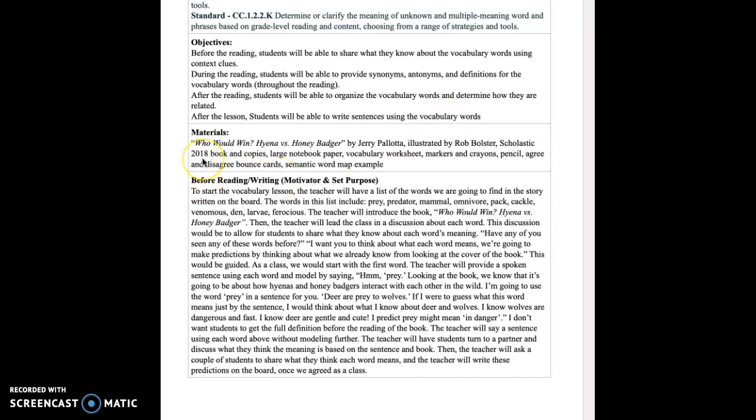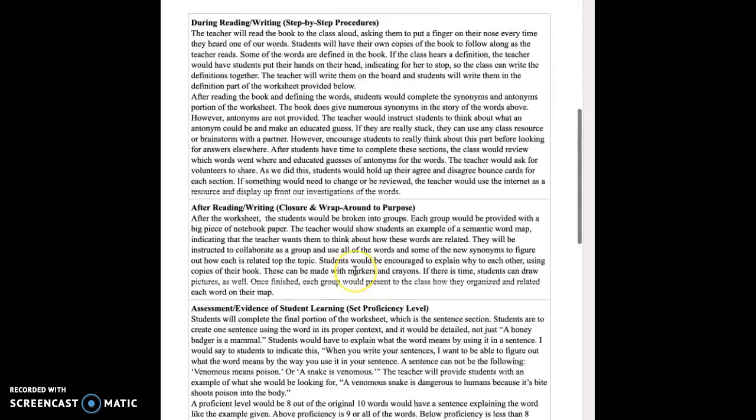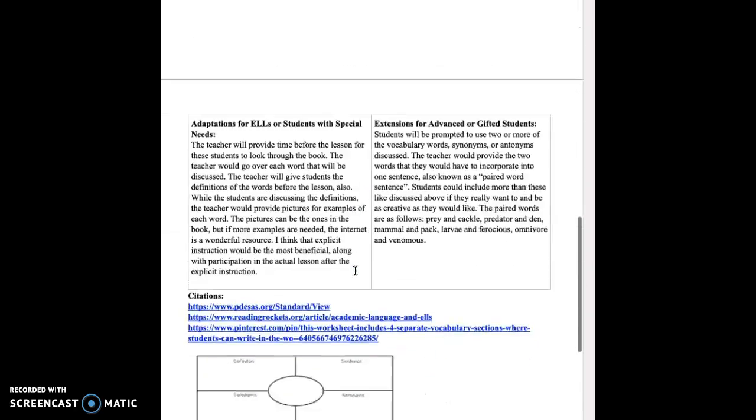So I would need that book plus some copies for students to follow along. I want large notebook paper, the vocabulary worksheet, which I'll share with you in a second, markers and crayons, pencil, agree and disagree bounce cards, and a semantic word map example. I don't have a semantic word map example included in my lesson plan. I was just planning on Googling one if need be. But again, I'll get to that part of my lesson then.